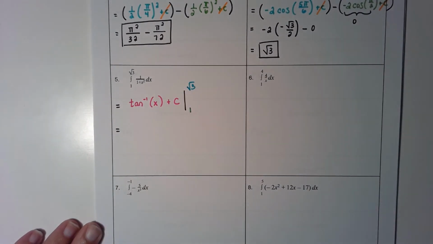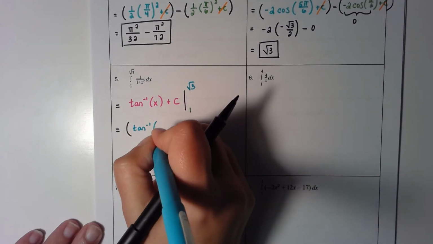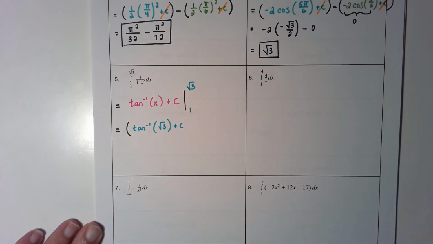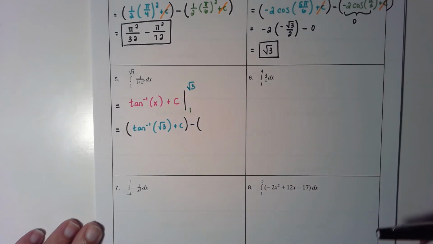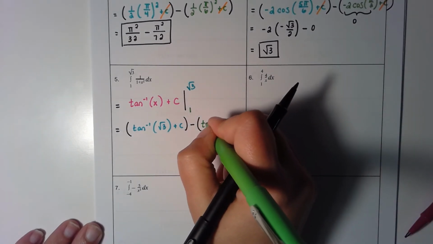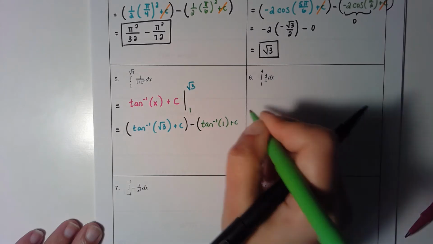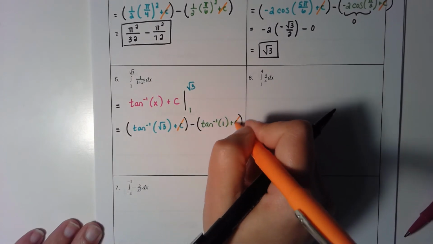Now that means I'm going to plug in my upper bound first. So I'm going to have tangent inverse of the square root of 3 plus c minus, I'm going to plug in my lower bound next. So I'm going to have tangent inverse of 1 plus c. Just like in my other problems, my c's are going to cancel.